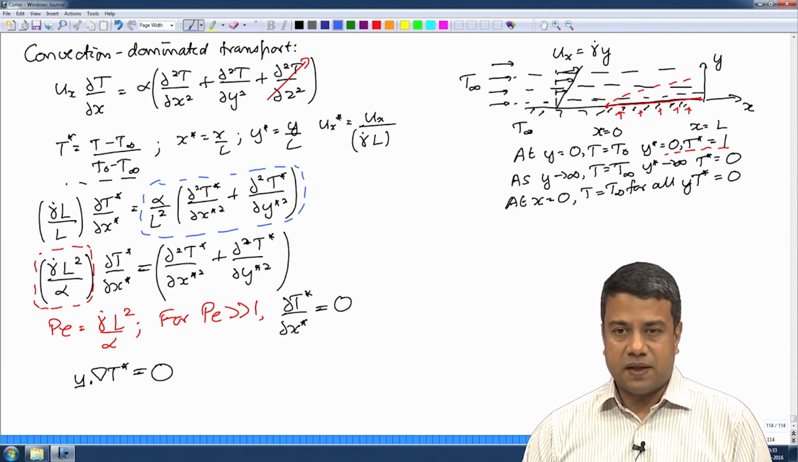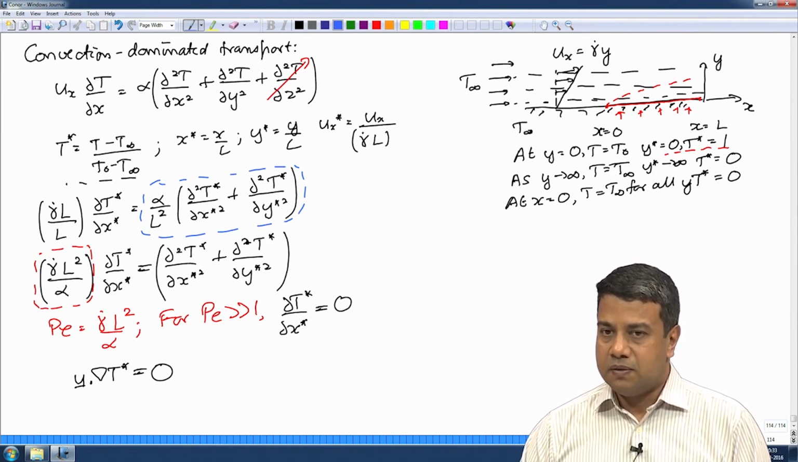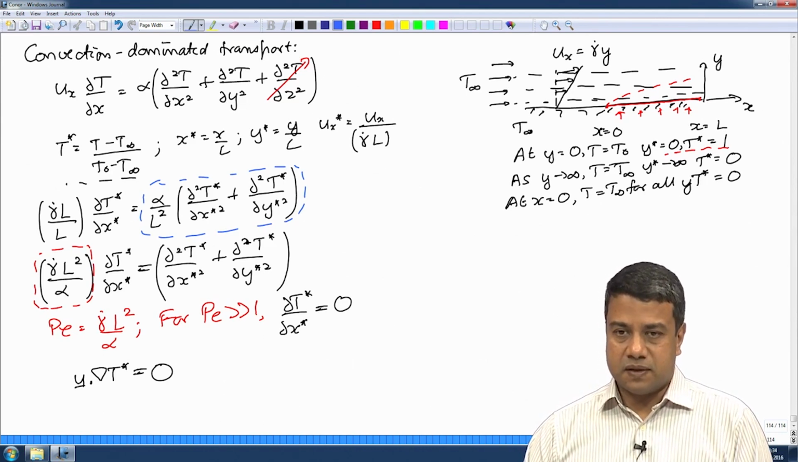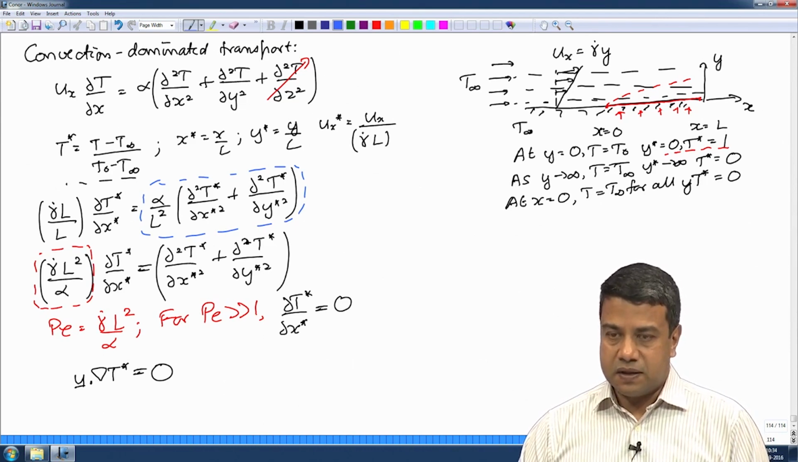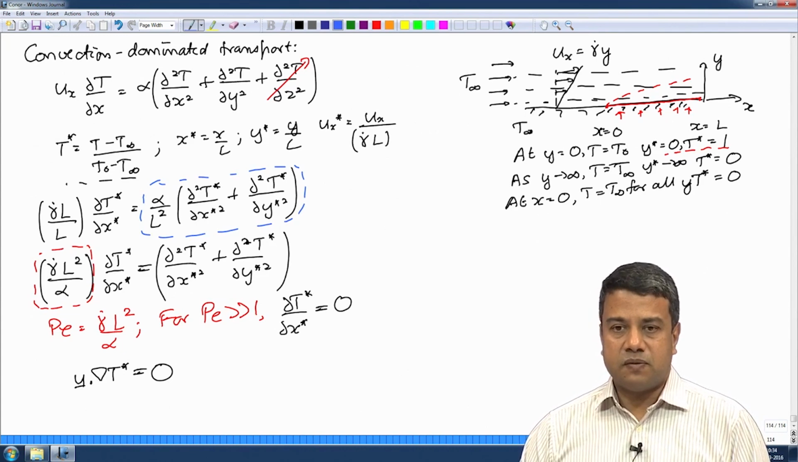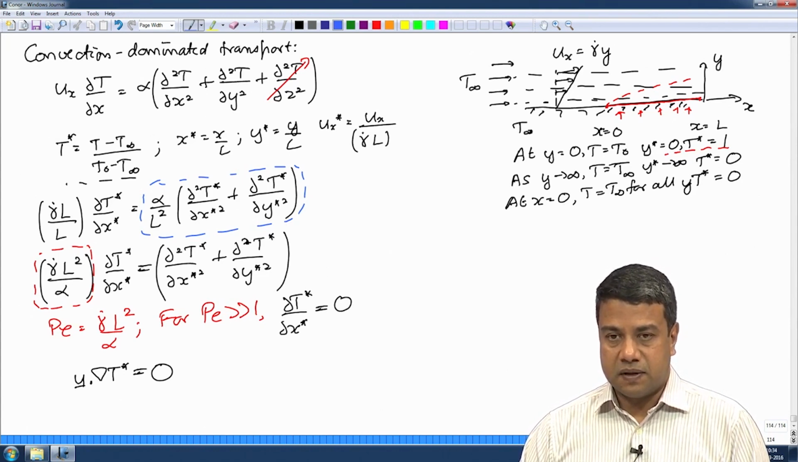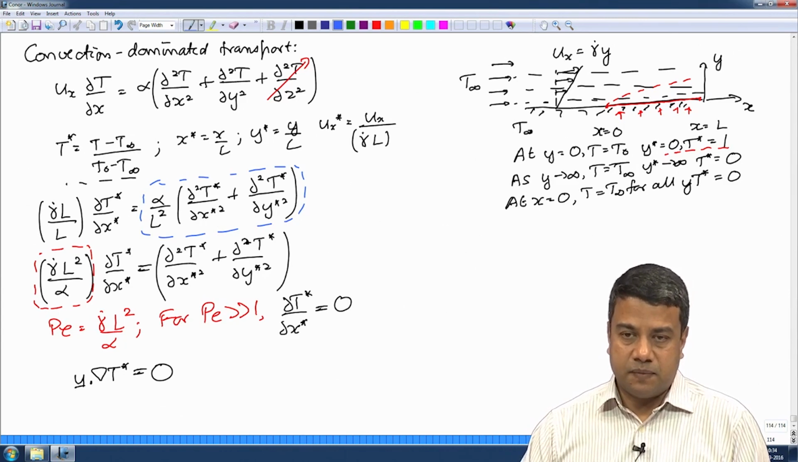Since we neglected diffusion in the high Peclet number limit, we have effectively neglected transport perpendicular to the surface, and therefore, in the approximation that we have made, there is no way to heat the fluid, because it is only transport perpendicular to the surface that can heat up the fluid. The fluid flow is only parallel to the surface.